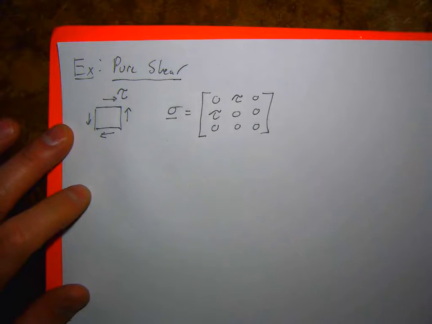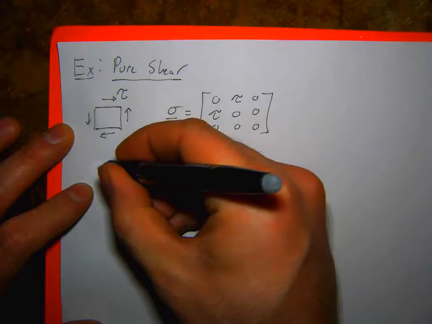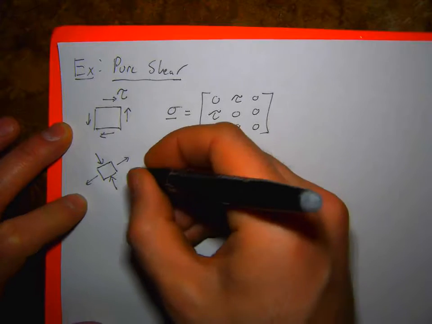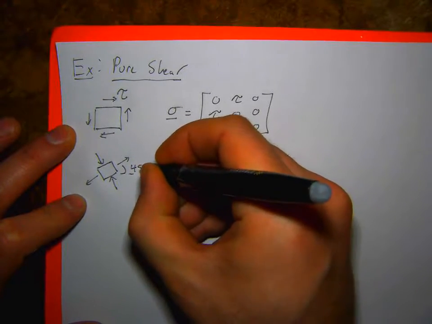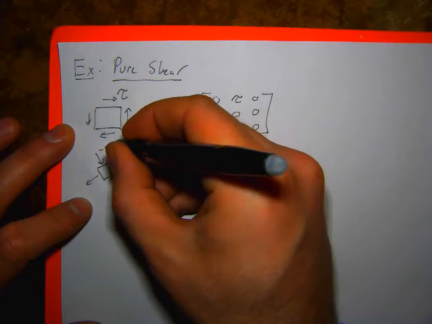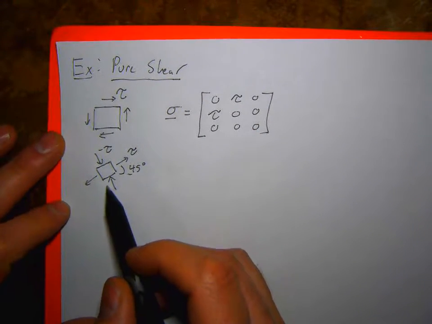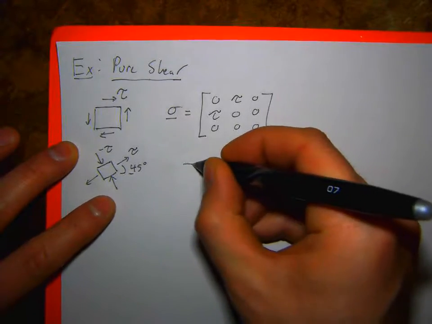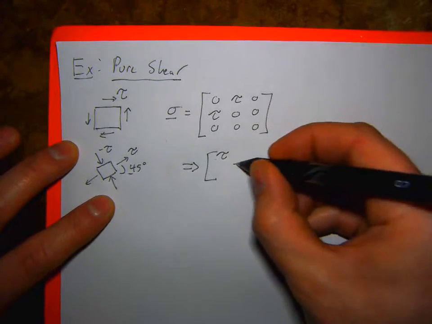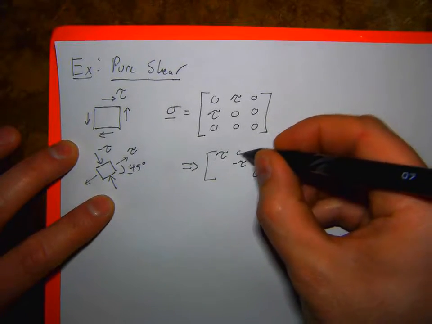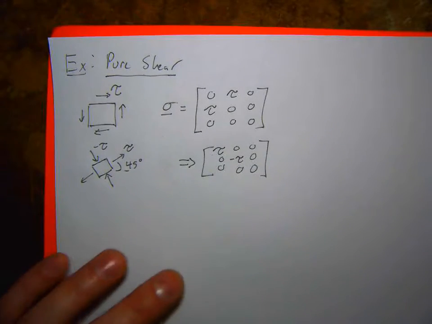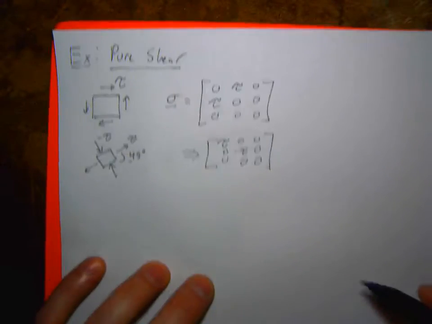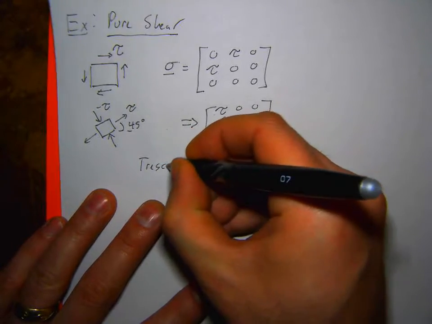We showed this example before when we did stress rotations, but I can say that for my principal stresses, I have some tension and some compression at a 45 degree angle. So this is at a 45 degree angle where this is tau and that's a minus tau. Again, ignore the double arrow convention, just tau. This is compression, this is tension. And so I could say this could also be tau, minus tau, zero everywhere if I wanted to. Or I could just say my max shear stress is tau, because that's the shear stress that I'm applying.